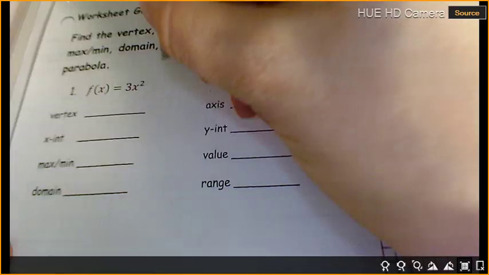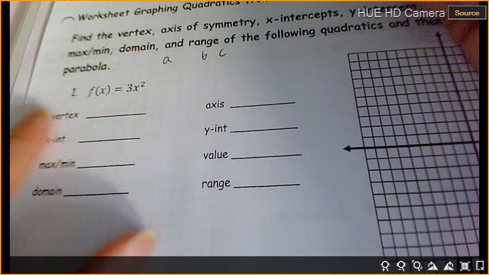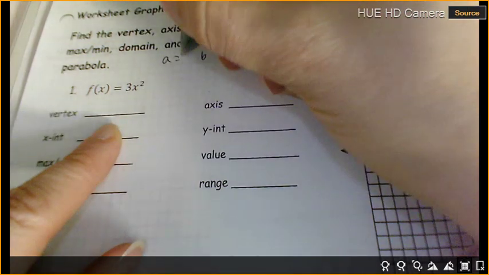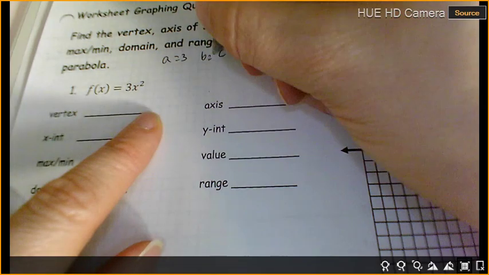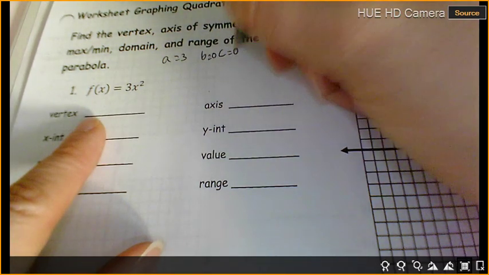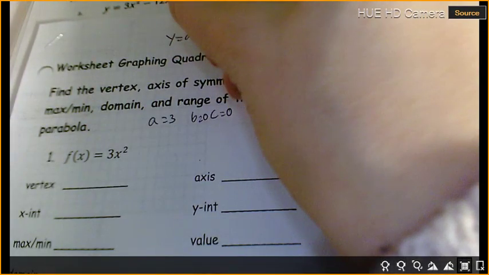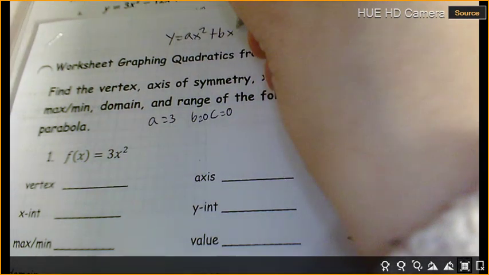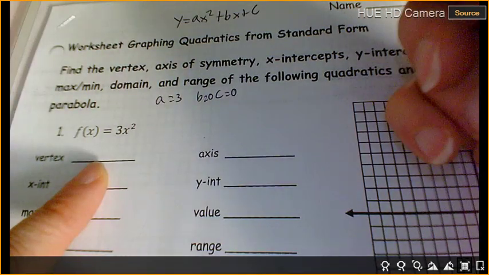What's the A, B, and C here? What's A? 3. What's B? Is there a B? 0. What's C? 0. Because, remember, it's y equals ax squared plus bx plus c.